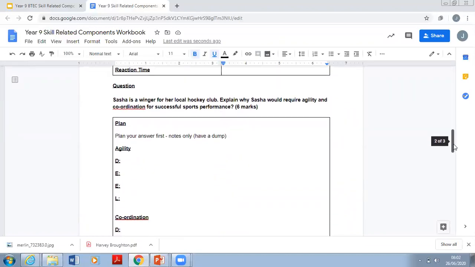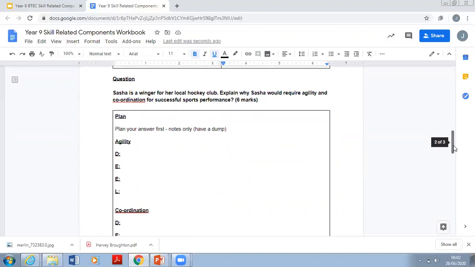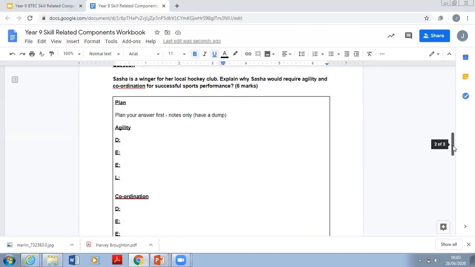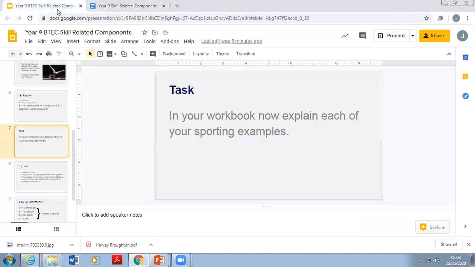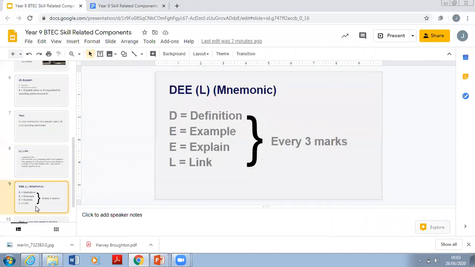So the question then is, Sasha is a winger for her local hockey club. Explain why Sasha would require agility and coordination for successful sports performance. As you can see, this is a 6 marker, which would require 2 DEAL responses, okay? We identified last time in the PowerPoint that you do that every 3 marks. So it's really important that you do 2 DEAL responses.